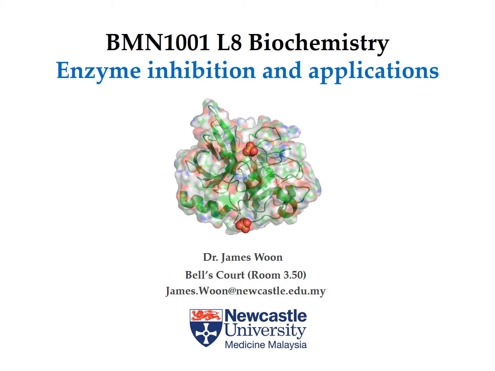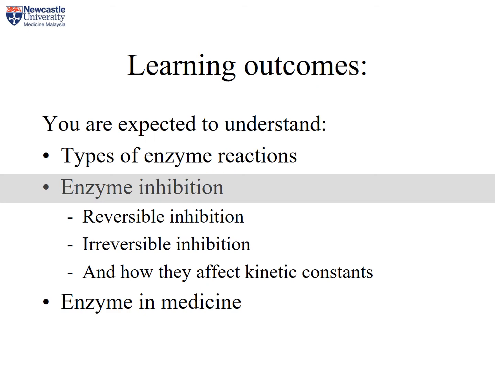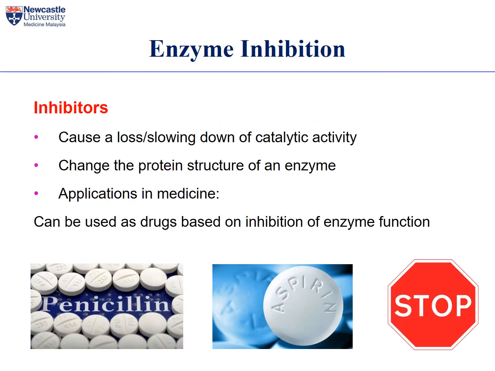Okay, in the second part of this lecture, we will talk about enzyme inhibition, specifically on two types of enzyme inhibition, which are the reversible inhibition and the irreversible inhibition. And we will look at how these processes will have effect on the important kinetic parameters such as Km and Vmax.